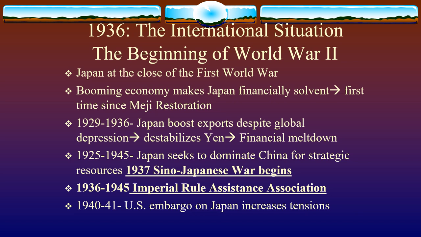The only non-European country to enjoy great power status was Japan. So they were highly active on an international platform, and they had all sorts of treaties. So when World War I broke out, the Japanese said, well, we're part of this. We're part of you guys. We want to get involved. We want to try to do the right thing.